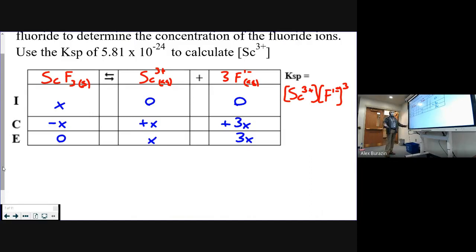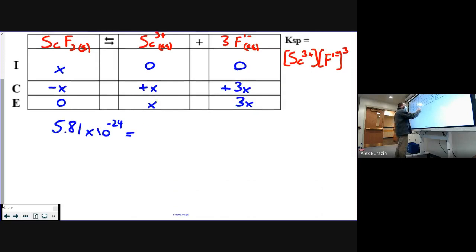Let's plug in what we know. KSP is 5.81 times 10 to the negative 24. And that's going to equal scandium times fluoride cubed. Scandium is x. Fluoride is 3x, cubed.